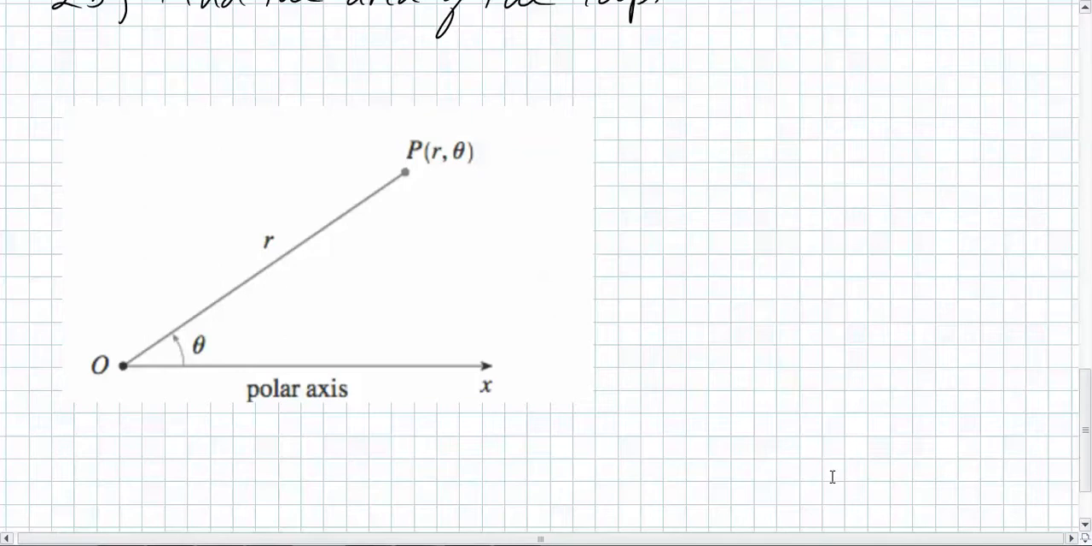So here's the deal. This point P is at (r, theta). r is the distance from the point P to the origin, and theta is the number of radians from the positive x-axis to the ray that you get when you connect the origin to the point P. That's it. You have this method of describing points in space because some shapes have really nice symmetry across the origin, and it's much easier to describe some shapes with polar coordinates.